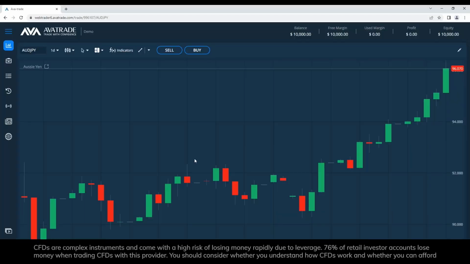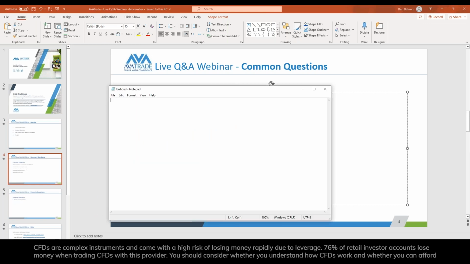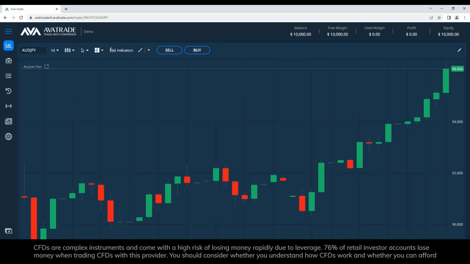Okay, so to begin with, the first question that we had was one lot with Nasdaq. We're going to paste the question here in the notepad, and then we go to the platform. Like I said, this is the web trader. To open Nasdaq, I'm just going to type Nasdaq here, and then click it from the list. But first, I would like to prepare you guys that you're not going to get any information from the candles unless you follow the 3 steps that I'm going to show you now.